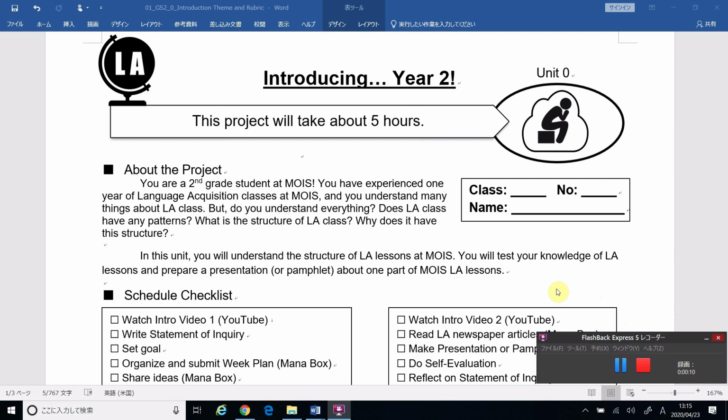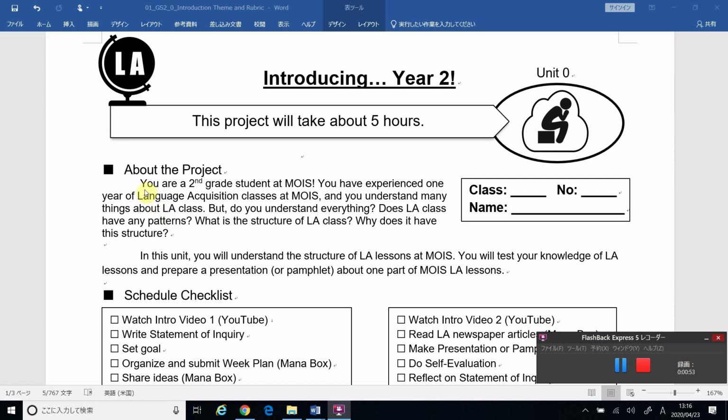Do you have your theme and rubric? If you don't have your theme and rubric, please stop the video, go to Manabox, and download this document. You can download the document and use it on your computer, or print it out and take notes, or take notes in your notebook. It's up to you. Okay, do you have your theme and rubric? Let's get started.